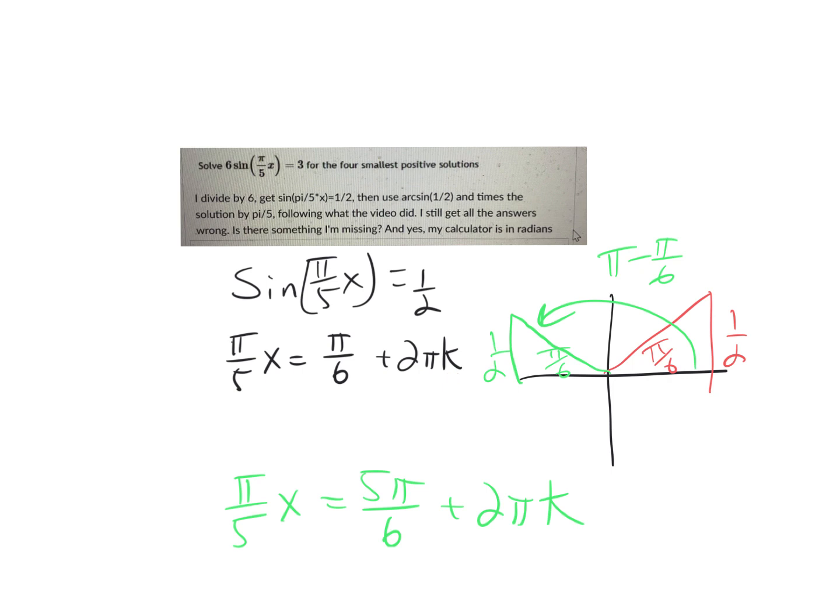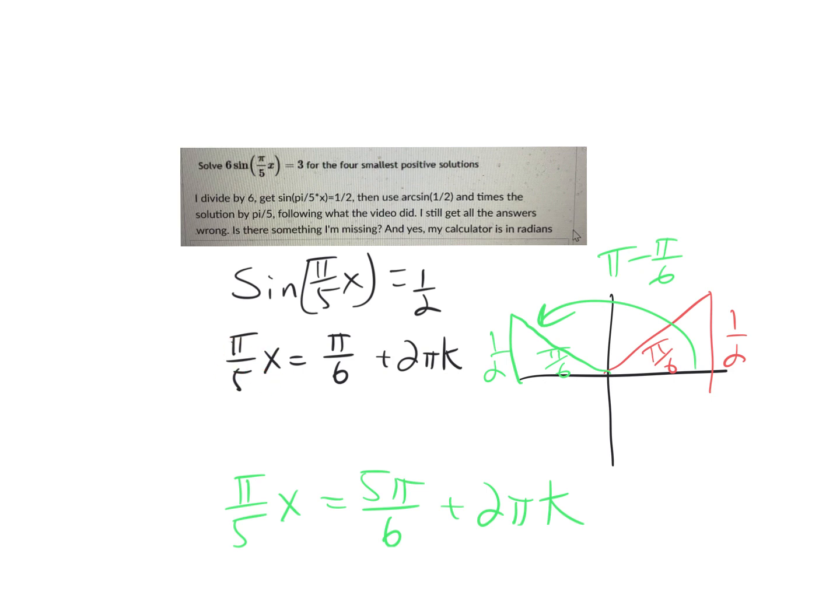And then there's another angle that has that same sine of 1/2, and that's over here in quadrant 2. And the reference angle is also pi over 6, or 30 degrees. So to get this green angle, it's pi minus the reference angle. So that's where I wrote 5 pi over 6. And again, to get back there, you go all the way around again and again and again. Okay, so 2 pi.